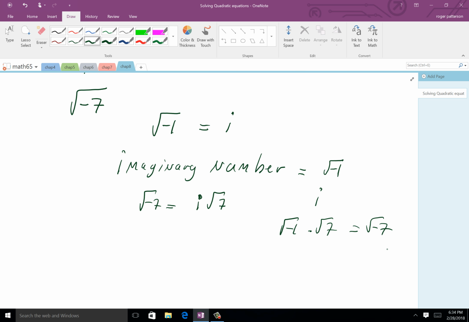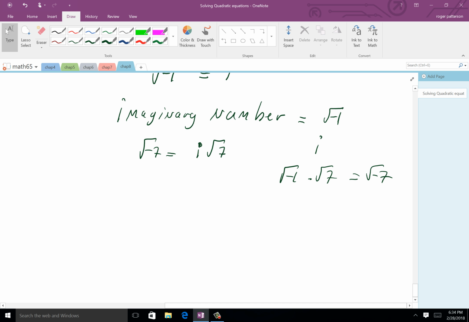Okay, so like I said, anytime we have, say, the square root of -21, that's just equal to i square root 21. We're just taking that negative and replacing it with an i, because i is equal to the square root of -1. Okay, so that's what an imaginary number is.